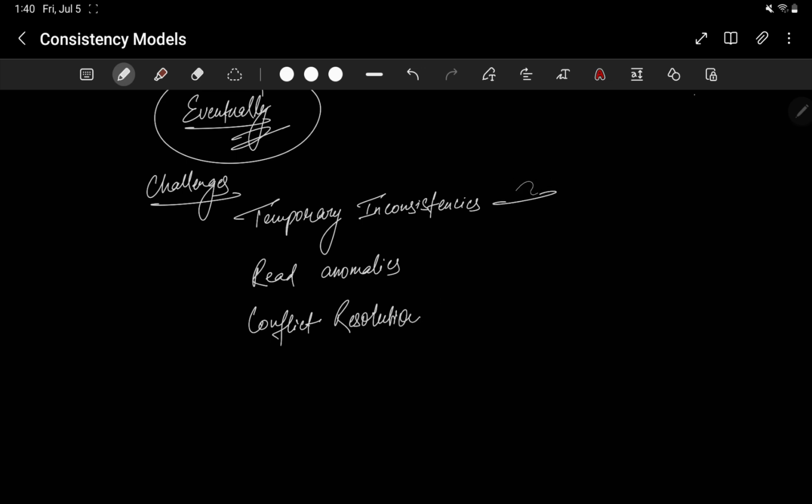We know that temporary inconsistencies will be handled by eventual consistency. Eventually, these temporary inconsistencies and read anomalies will be resolved. But how? The question comes here: conflict resolution. How are we going to resolve the conflict? How will we know who is the source of truth?